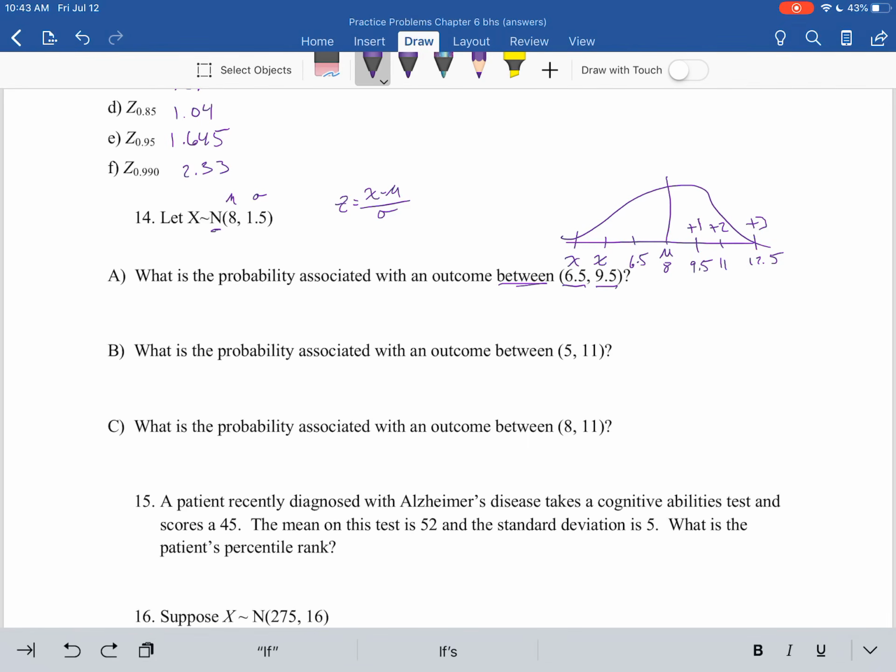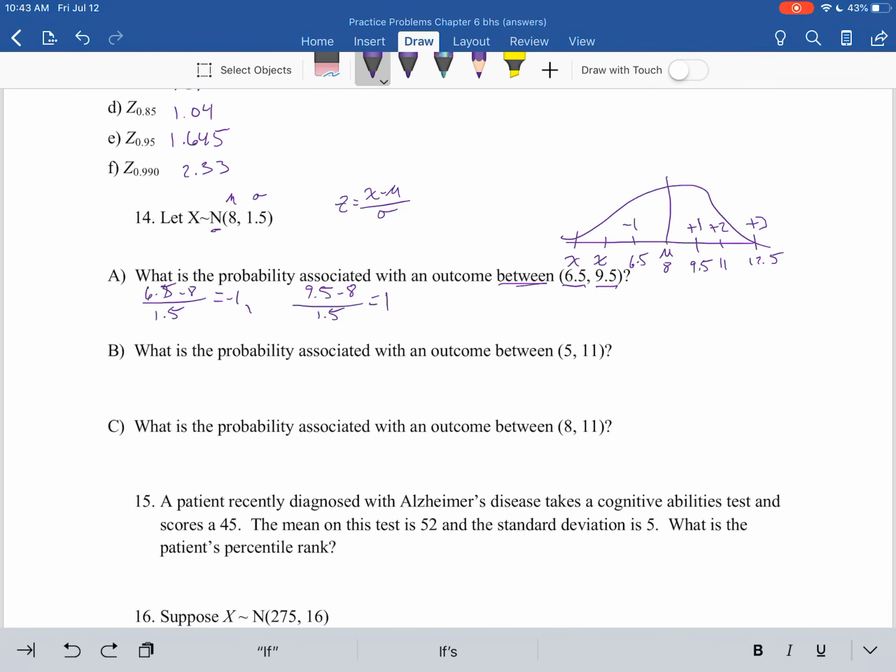Now if you look at the graph here, what's one thing you might notice? That 6.5 and 9.5 fall exactly plus or minus 1 standard deviation away from the mean. So we know this value should be about 68%. And when we work that out on paper, you get 6.5 minus 8 all over 1.5 equals -1, and 9.5 minus 8 all over 1.5 equals +1.